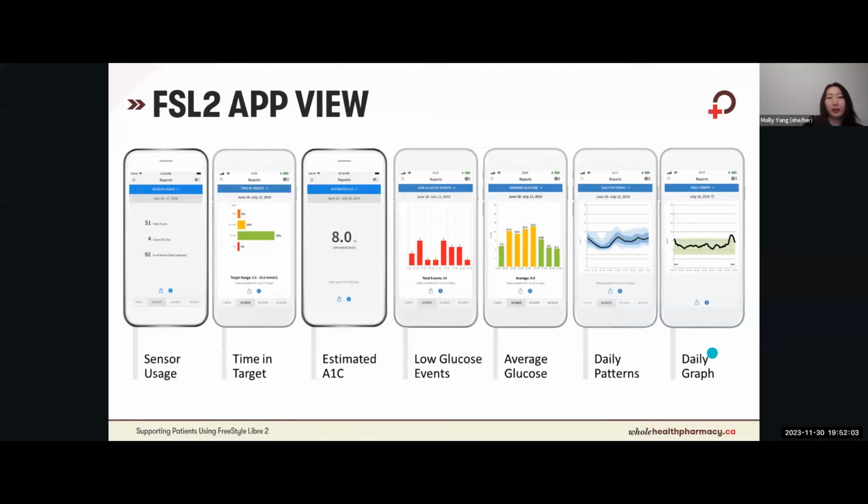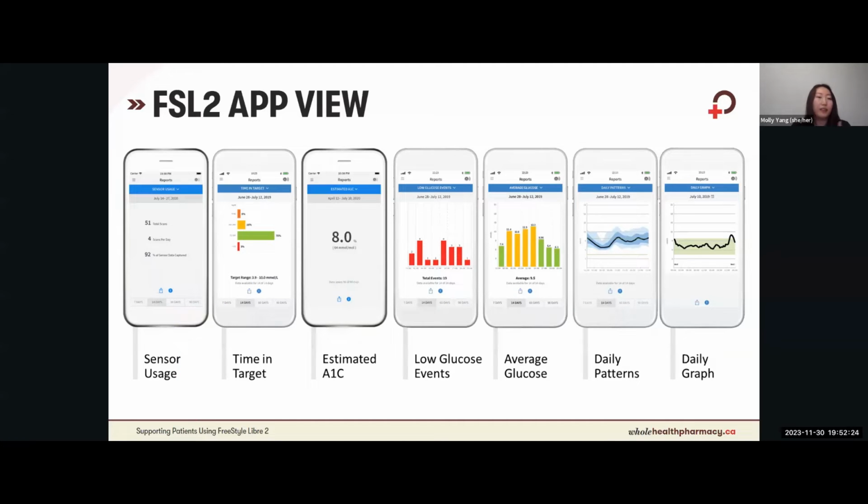So we'll spend a few minutes on this app's view screen. And these are all the different types of reports that patients can open up just with a touch of their finger right on the patient app. And there's so much data that can both support patient self-management, but also the pharmacy team in supporting these patients.